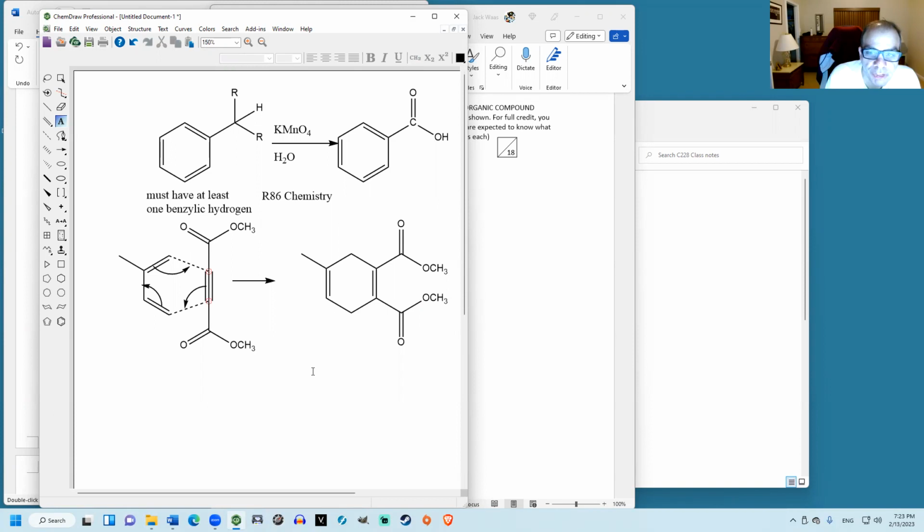As it says on the answer key, no wedge or dot bonds. The molecule's flat. At least this part of the molecule is flat, and this part of the molecule is flat also with the methyl group. What if it wasn't flat? Well, then you would have to show the stereochemistry.